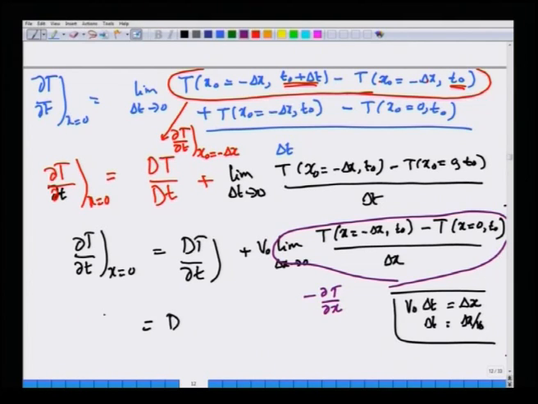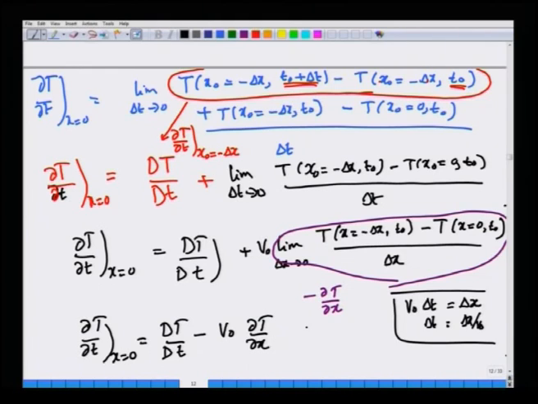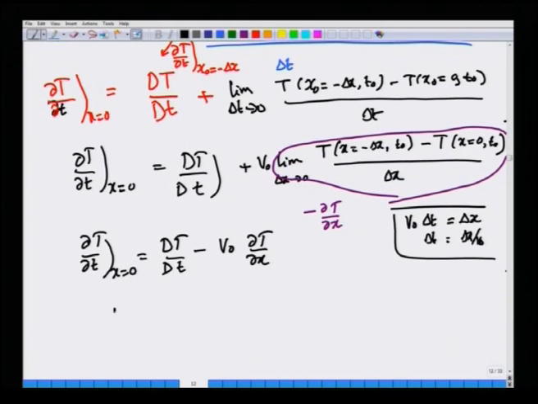So, the partial derivative of temperature with respect to time at x equal to 0 is the substantial derivative as you follow a material particle which was at x equal to 0 at time t naught, minus v 0 partial T partial x. Or in other words, the substantial derivative of temperature as you follow a particle which was at time t equal to t 0 at x equal to 0.